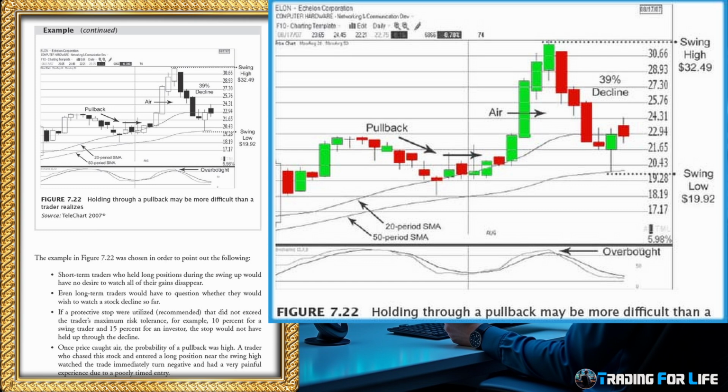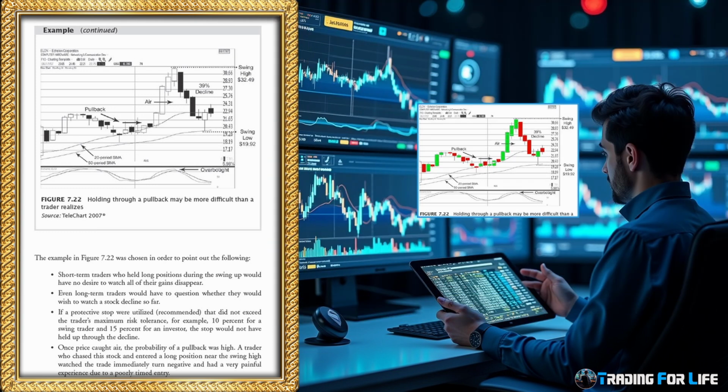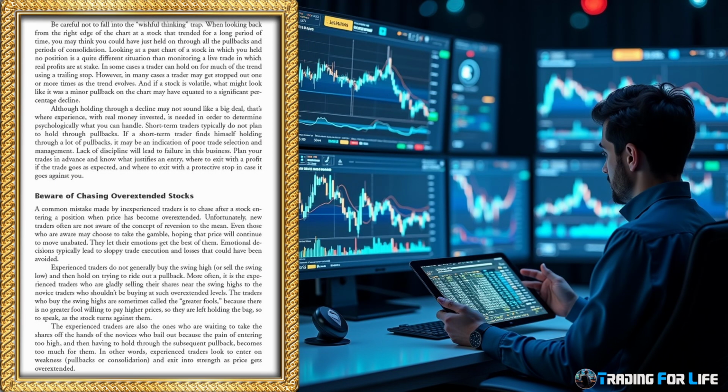A trader who chased this stock and entered a long position near the swing high watched the trade immediately turn negative and had a very painful experience due to a poorly timed entry. Be careful not to fall into the wishful thinking trap. When looking back from the right edge of the chart at a stock that trended for a long period of time, you may think you could have just held on through all the pullbacks and periods of consolidation. Looking at a past chart of a stock in which you held no position is a quite different situation than monitoring a live trade in which real profits are at stake.